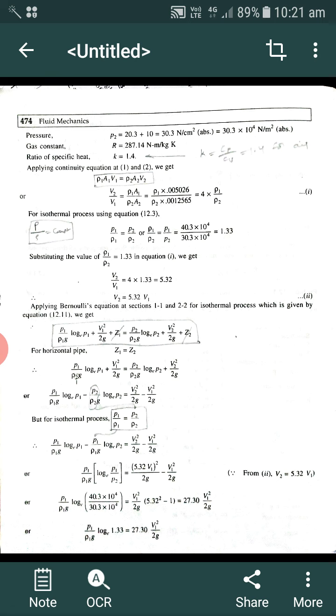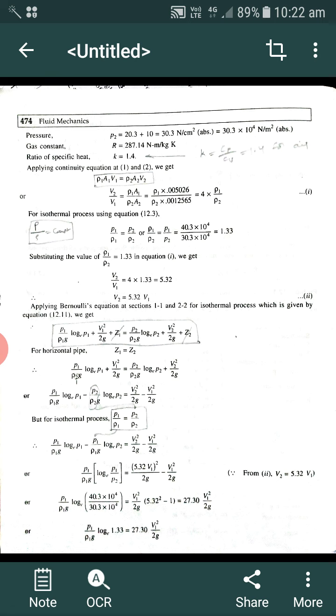Then apply Bernoulli's equation at section 1 and 2 for the isothermal process. We derived this already, so write that equation once again. For a horizontal pipe, Z1 and Z2 are the same, therefore they cancel each other. So the equation becomes P1 by rho 1 g log P1 to the base e minus P2 by rho 2 g log P2 to the base e, which is given by V2 square by 2g minus V1 square by 2g.